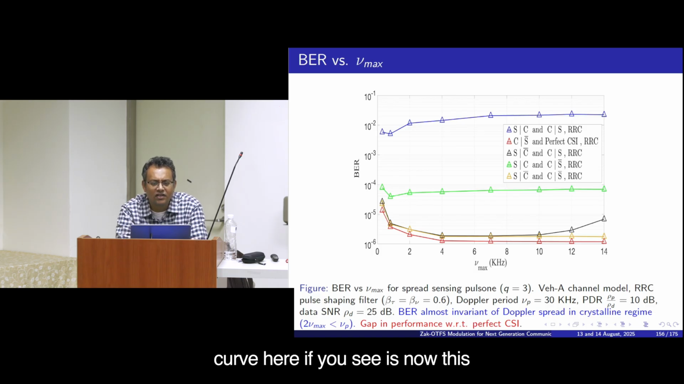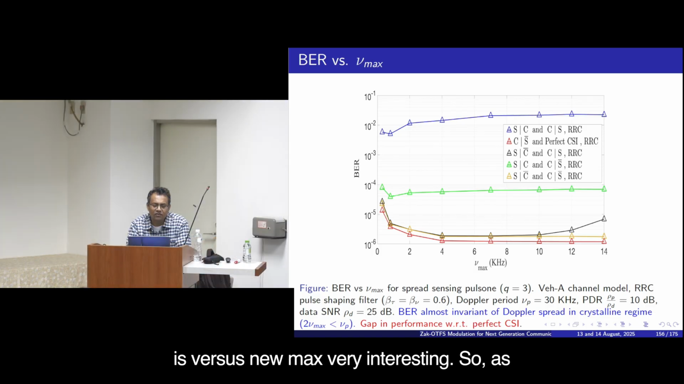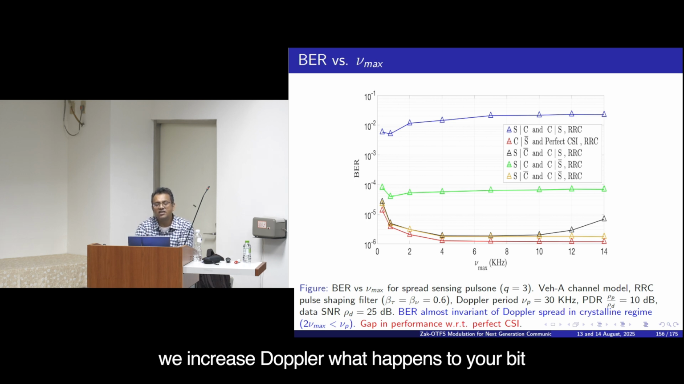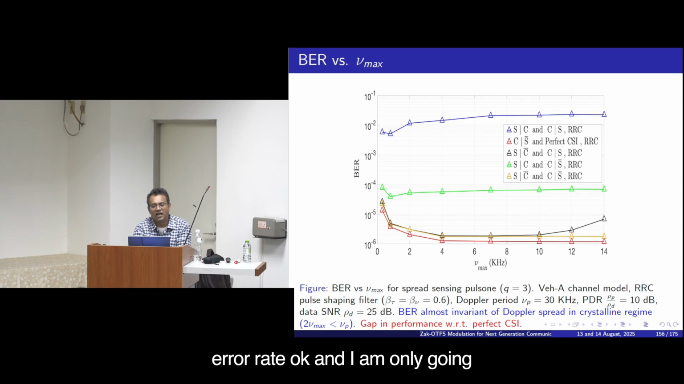Again the blue curve here, if you see, is now versus nu max, very interesting. So, as you increase Doppler, what happens to your bit error rate, okay, and I am only going till 14 kilohertz because my nu p is 30 kilohertz. So, I can tolerate even 14 because 14 times 2 is 28, which is still less than 30.